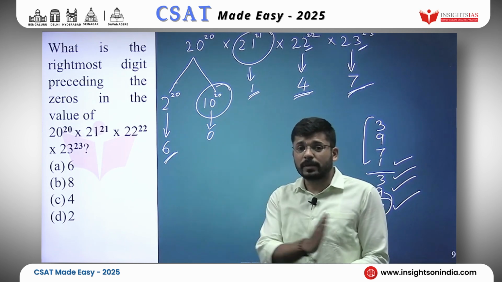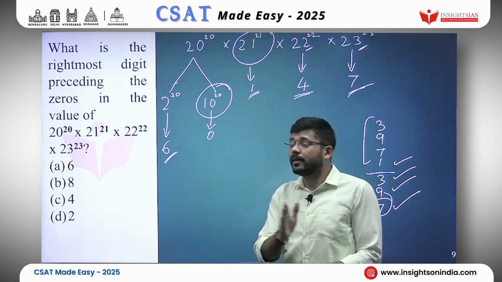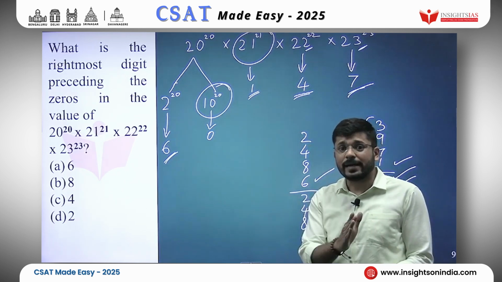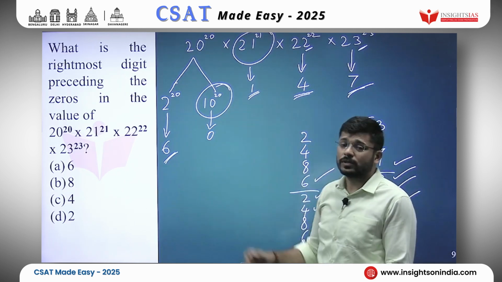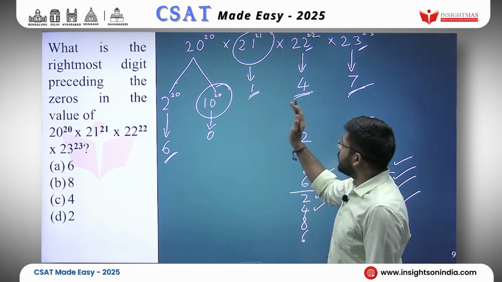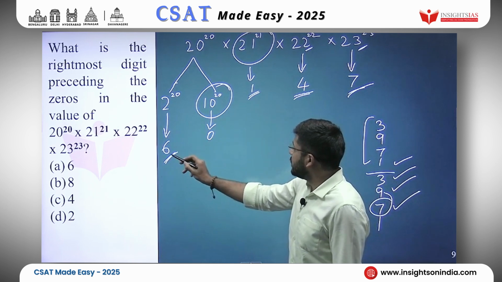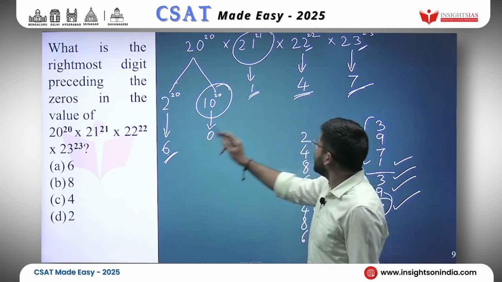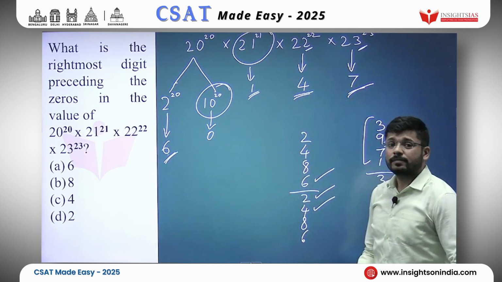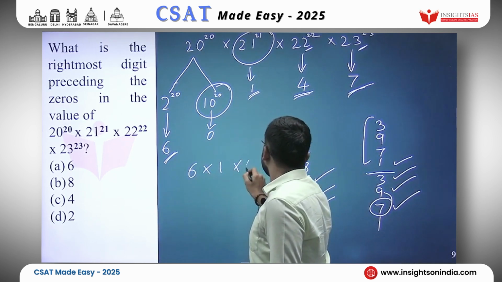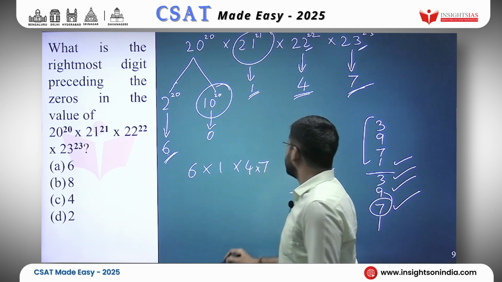If you look at the digits from the right hand, they are asking us to find the first non-zero digit from the right hand after all the zeros are done. So in effect, they are asking us to find the rightmost digit which comes after multiplying these 4 digits, right? So what is it? 6 into 1 into 4 into 7.